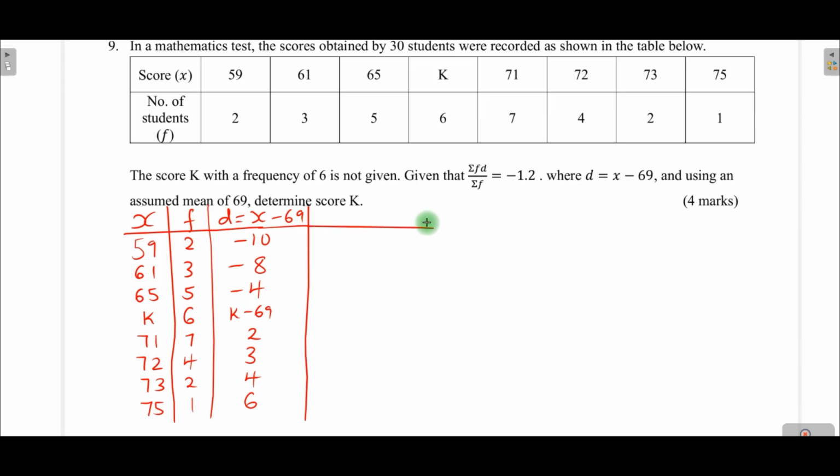Now, we need to get fd. Since we have been given this equation, we need to get the sum of fd.